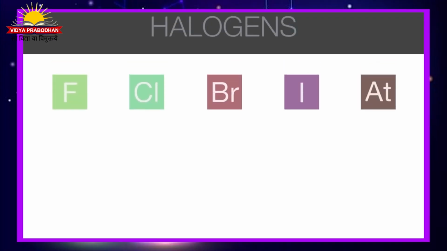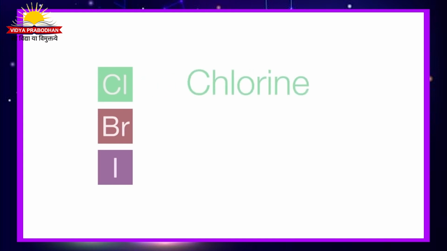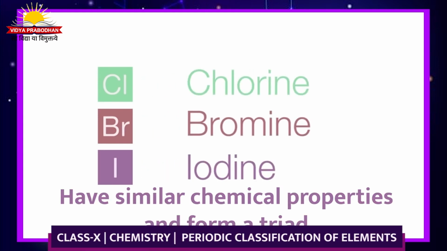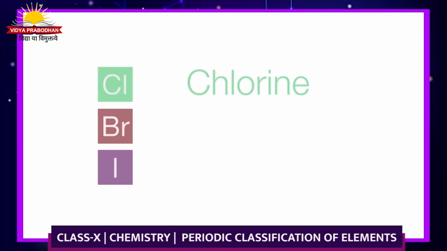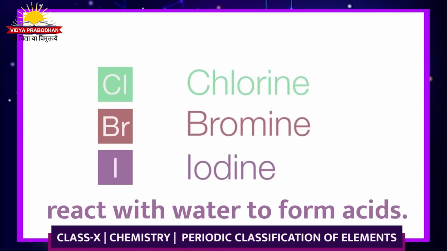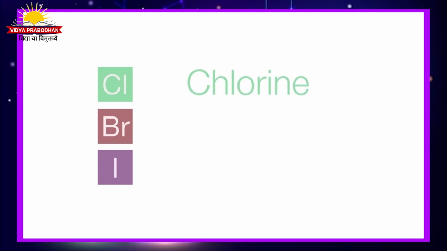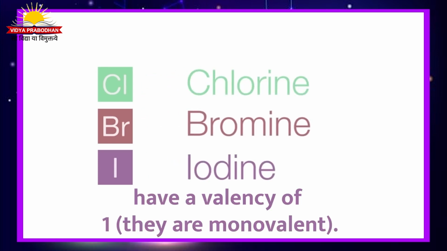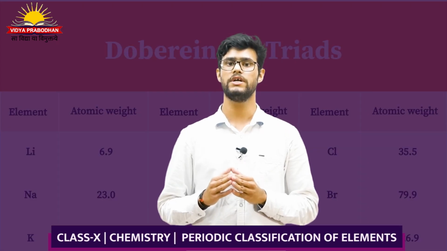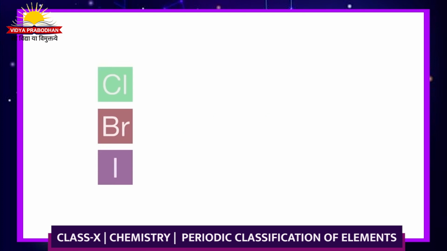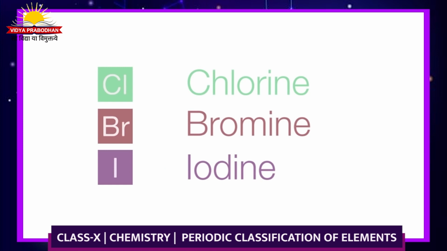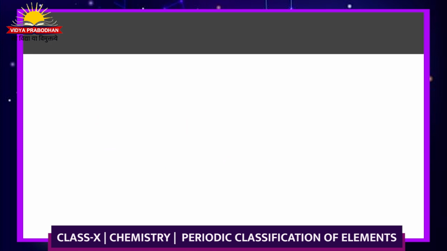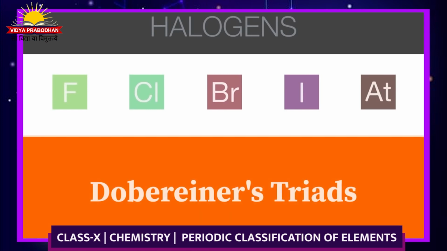Third is the halogen group. The elements chlorine, bromine and iodine have similar chemical properties and form a triad. For example, all these elements are non-metals. All these elements react with water to form acids. All these elements have a valency of 1. They are monovalent. So, due to their similar chemical properties, the elements chlorine, bromine and iodine were put in one group called the halogen group or halogen family, and form a Dobereiner's triad.